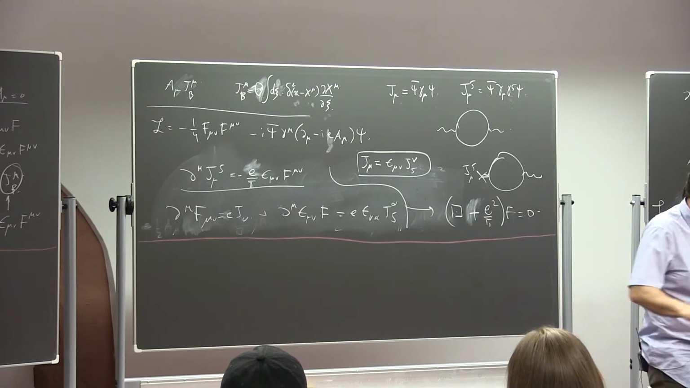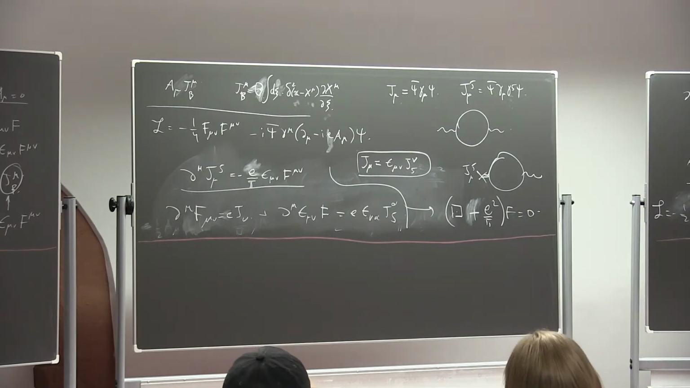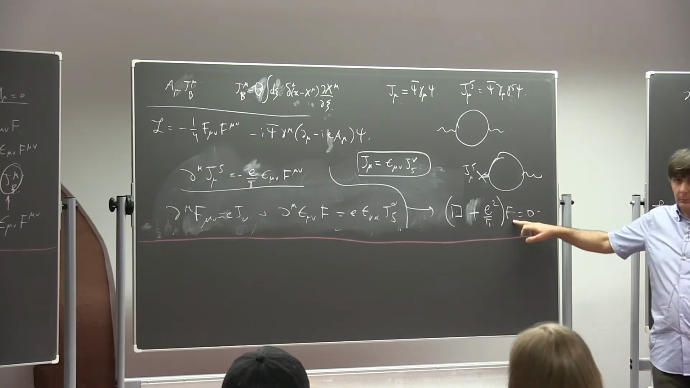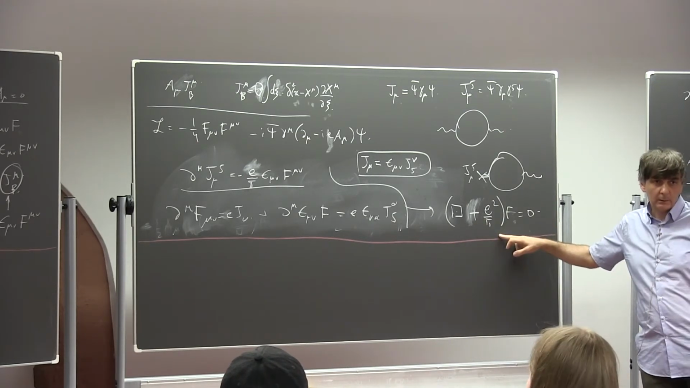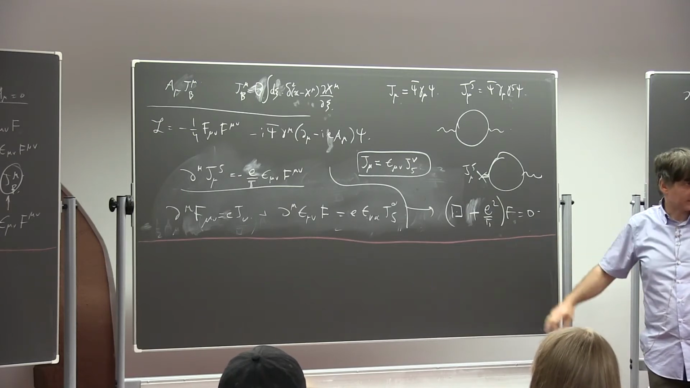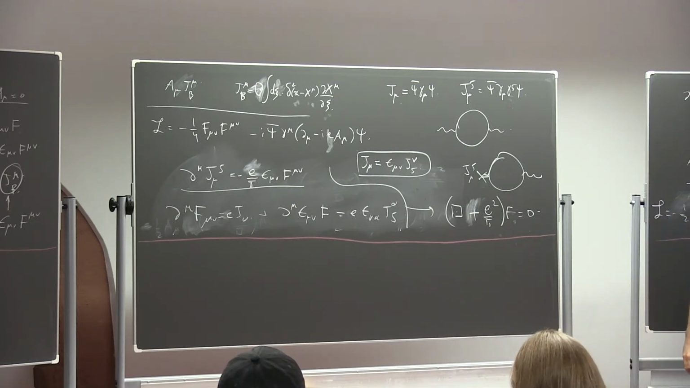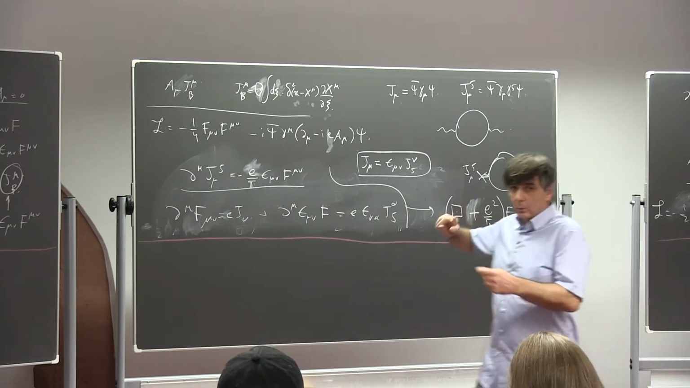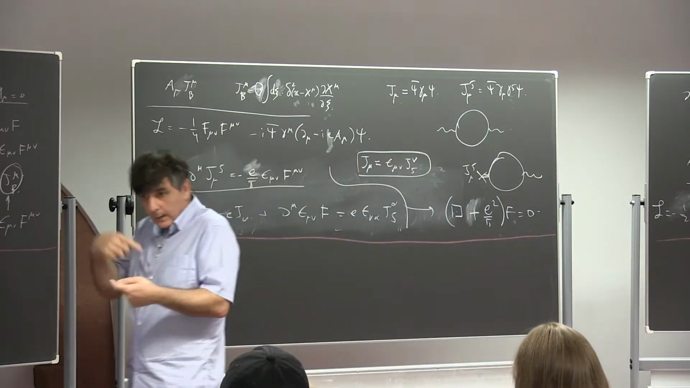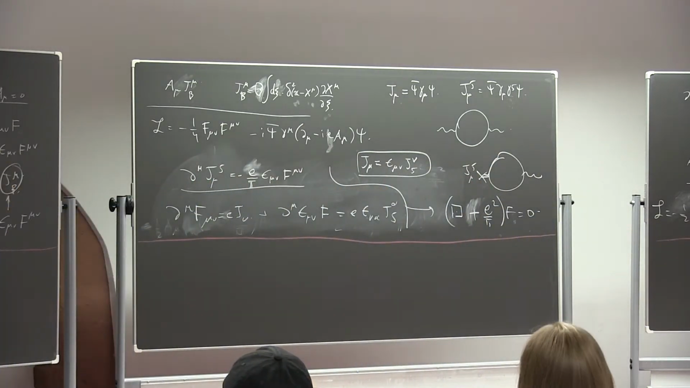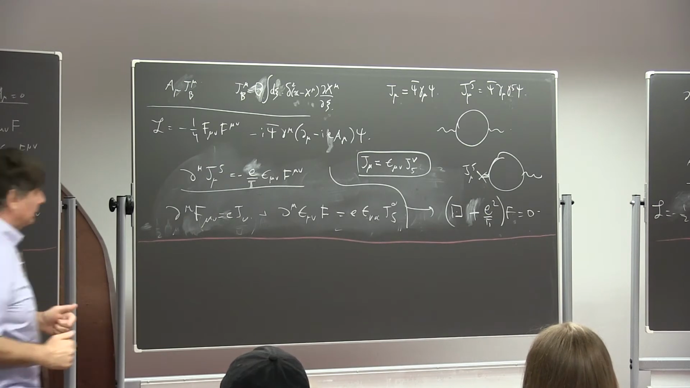So what happened? Again, the same thing happened. It's just another way to see the same effect. F became a propagating massive scalar degree of freedom. So all these languages are different parts of the same story. They are all interrelated.